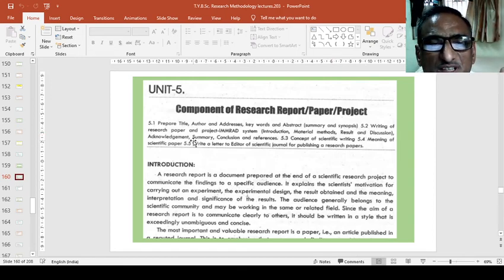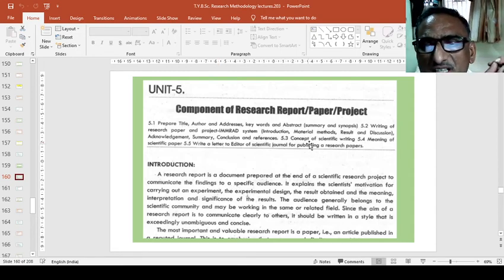5.2, writing of research paper and project. IMRAD system means introduction, materials, methods, results, acknowledgement and discussion. So these are the IMRAD system: introduction, material, methods, results and discussion. Correct. Acknowledgement, summary, conclusion and references.